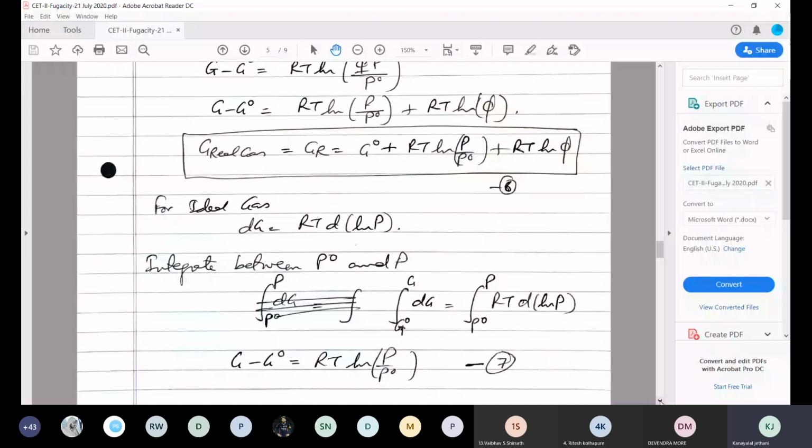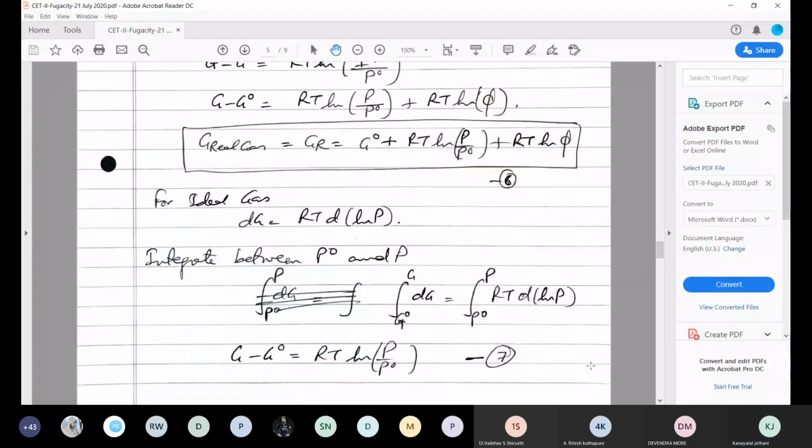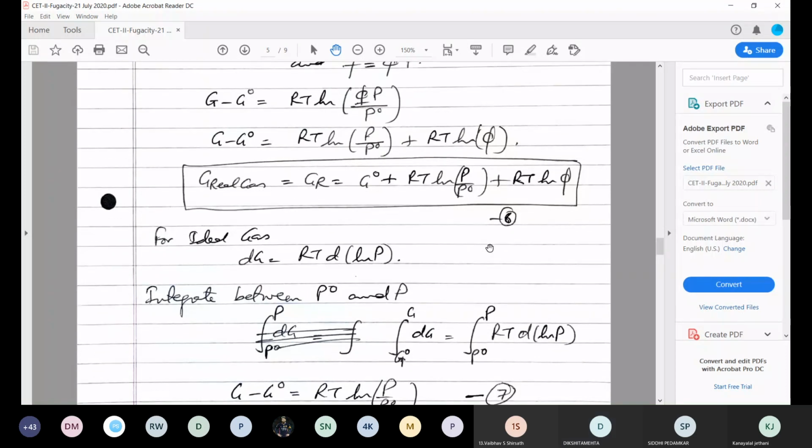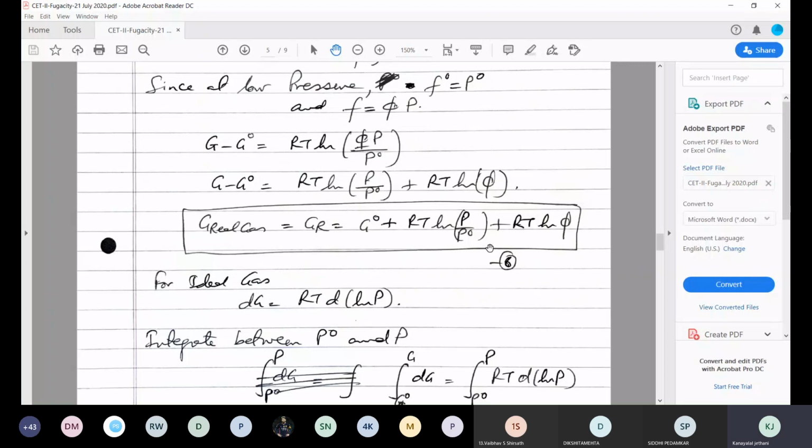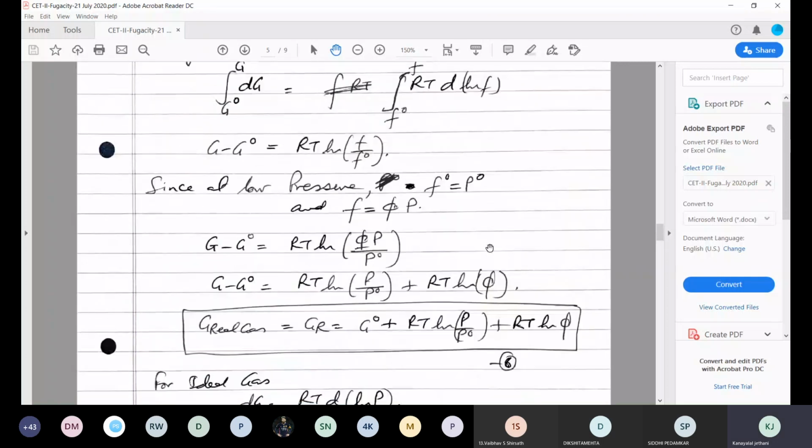Okay? Is this okay, equations 6 and 7? Yes, sir. So what we'll do is we'll substitute for this G0 plus RT ln P by P0 in this equation. Sir, what is G in case of an ideal gas? G in the case of an ideal gas. You have seen this, no?